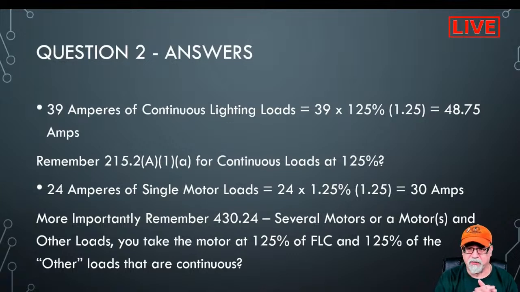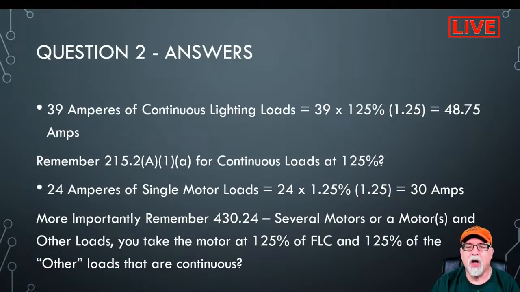First things first, we're going to say that this is a lighting load just so we can give some meaning to the continuous load. Again, it's a load that's pulled its maximum value for 3 hours or more, or when the code tells you something is continuous. In this case, it told us it's continuous. I'm going to associate it with a lighting load so that people can get in that mentality. So 39 amperes of continuous lighting load is 39 times 125%, or 1.25, equals 48.75 amperes.